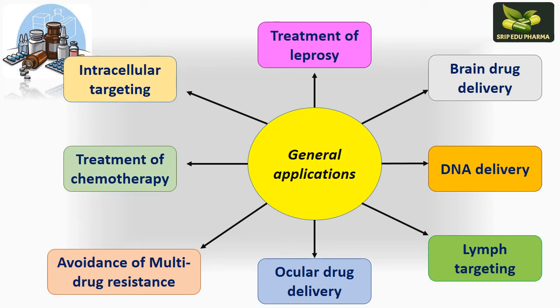Then DNA delivery, then lymph targeting. Lymph targeting is another very prominent area of nanotechnology in which the drug is incorporated in the form of a nano carrier and is targeted to the lymph system, because the conventional dosage form could not deliver the drug to that specific site. Then ocular drug delivery, where advanced nanotechnology has been incorporated to improve the vision and patient compliance, then avoidance of multi-drug resistance, and then in the treatment of chemotherapy. So these are the general applications where nanotechnology has played a crucial role in the field of pharmaceutical sciences.